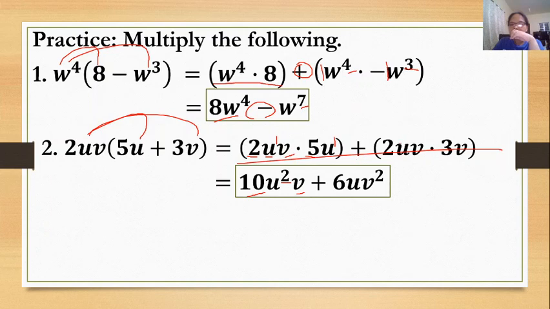And then plus 2 times 3. That will give us 6 in here. So u has no pair. So copy it here. And then v has an exponent of 1 there and 1 here. So 1 plus 1, that will give us 2.